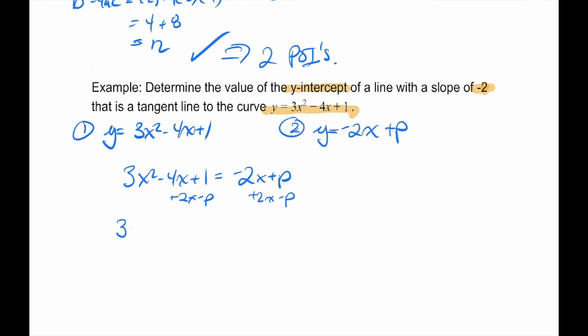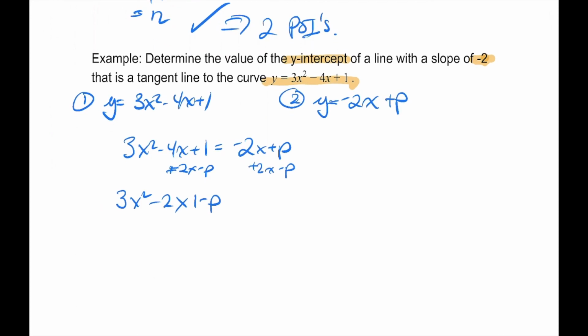So I'm going to get 3x squared. Well, negative 4x plus 2x is going to be a minus 2x. And then we're going to have 1 minus p. So in this case, for it to be a tangent, it needs to intersect only in one place. So that means there's only one point of intersection. So this implies that the discriminant has to be 0, because we only want one point of intersection.